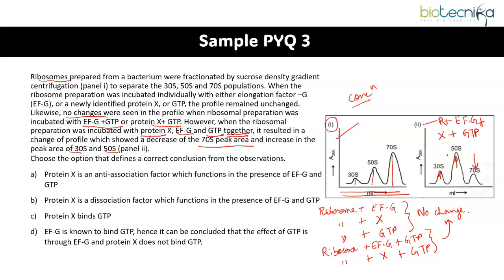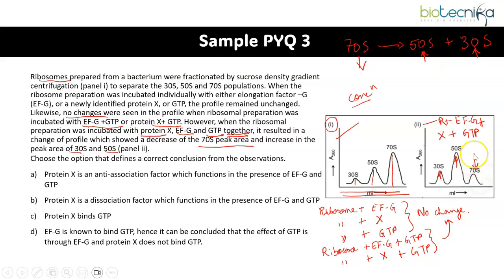Okay, now if this is just the graph you have, just looking at the graph, what you can conclude is that 70S concentration is decreasing compared to the first graph and 50S and 30S concentration is increasing, right? So when can this be possible? It is possible when the 70S is breaking down into 30S and 50S. Only then is this situation possible where the concentration of 70S is decreasing and the concentration of 50S and 30S are increasing.